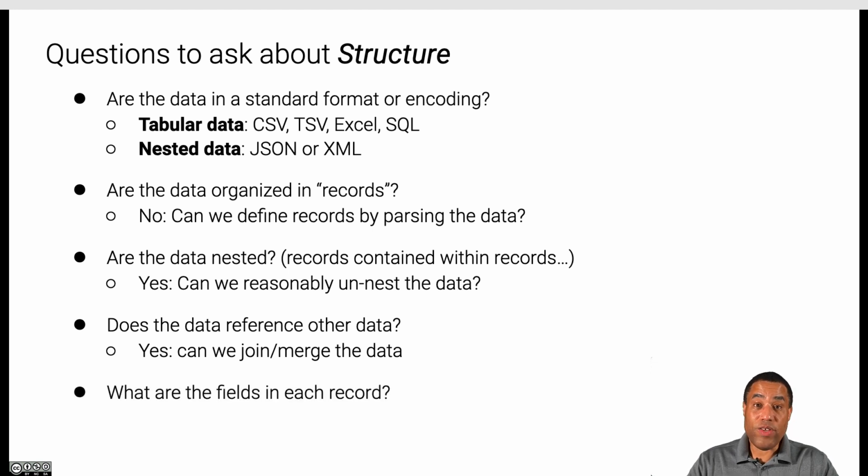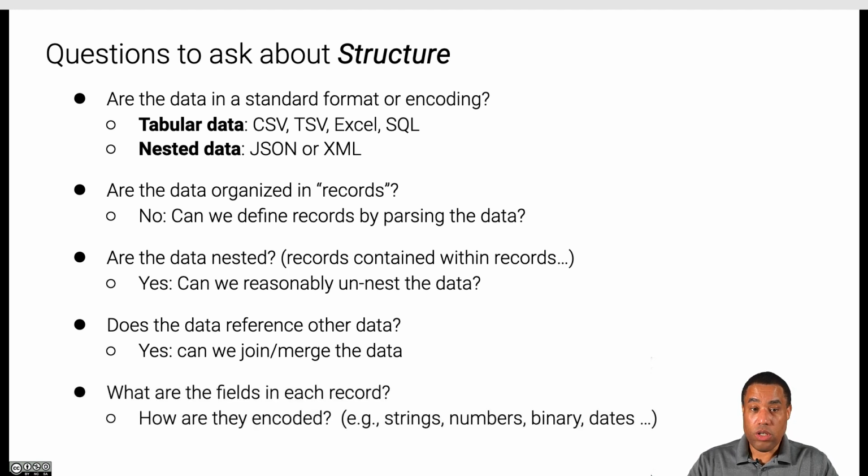And what are the fields in each record? And how are they encoded? Right? Are they strings? Are they numbers? Are they binary data? Are they dates? Are they date-time data? And so on. And ultimately, what is the type of the data? So these are all very important questions that we want to ask about the structure of our data.